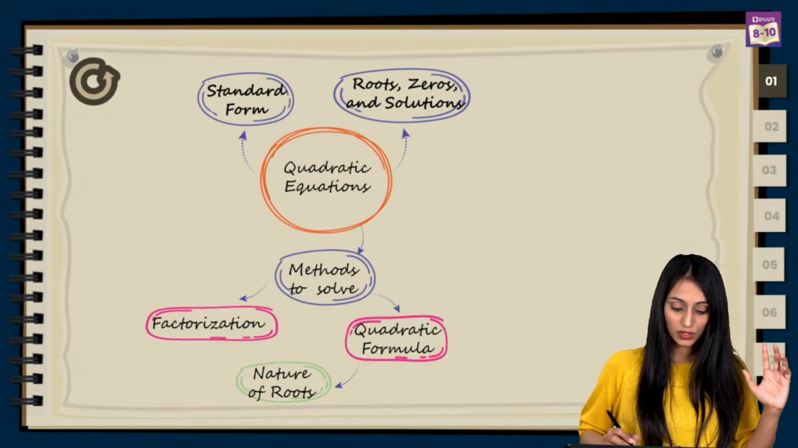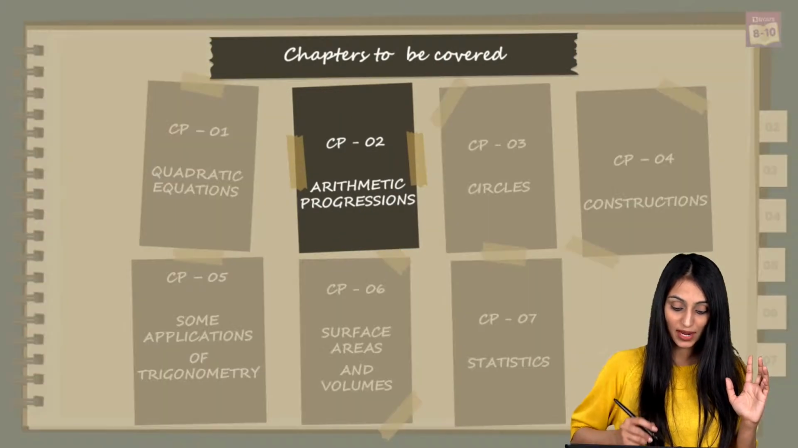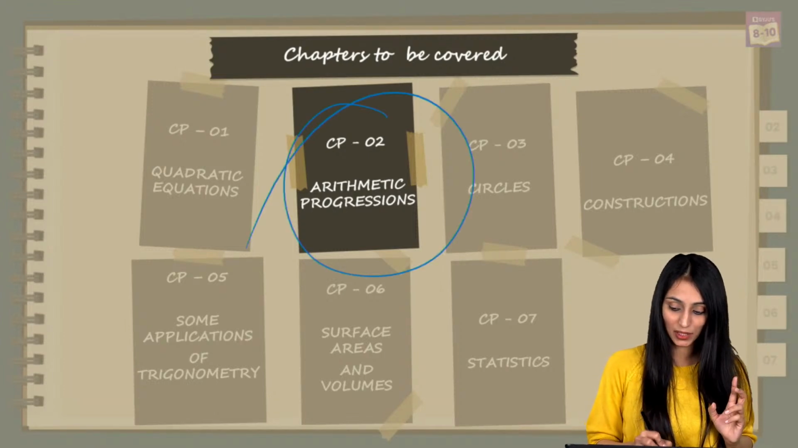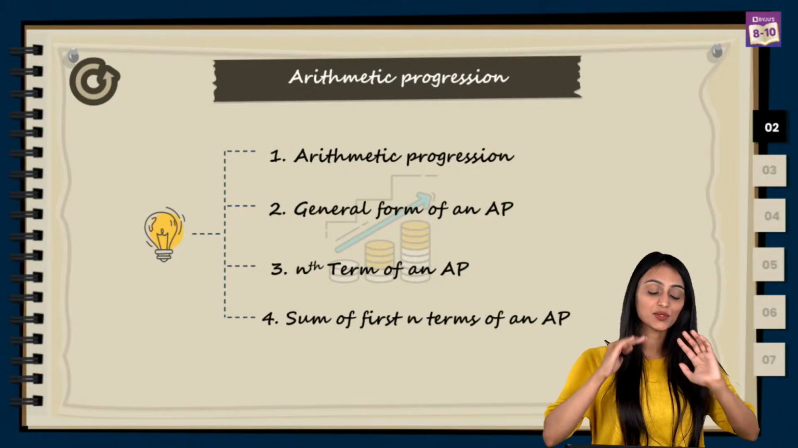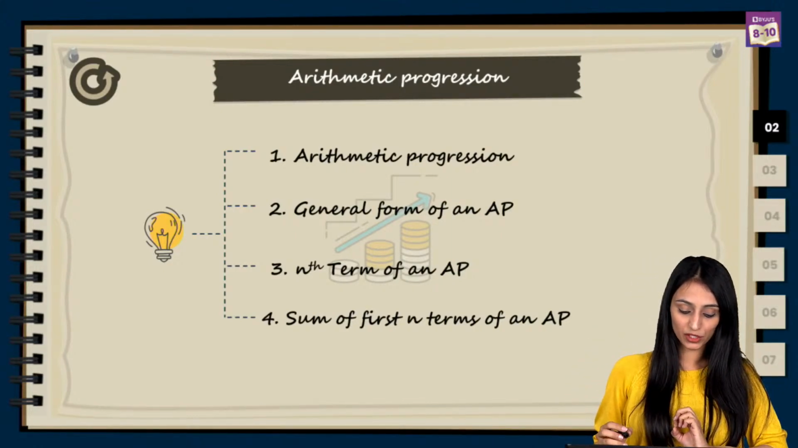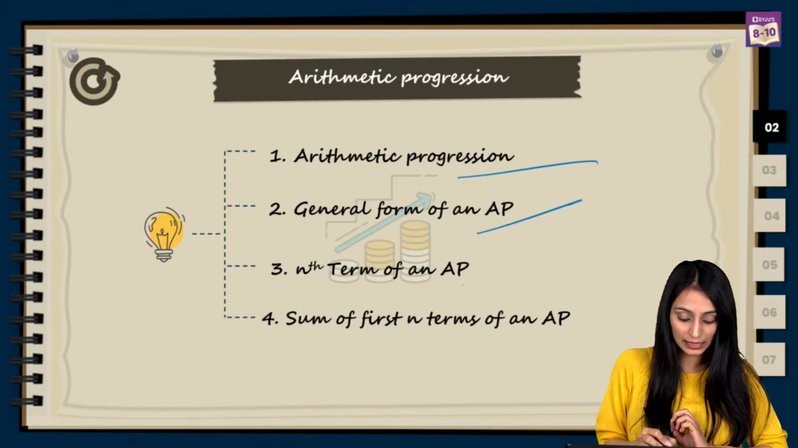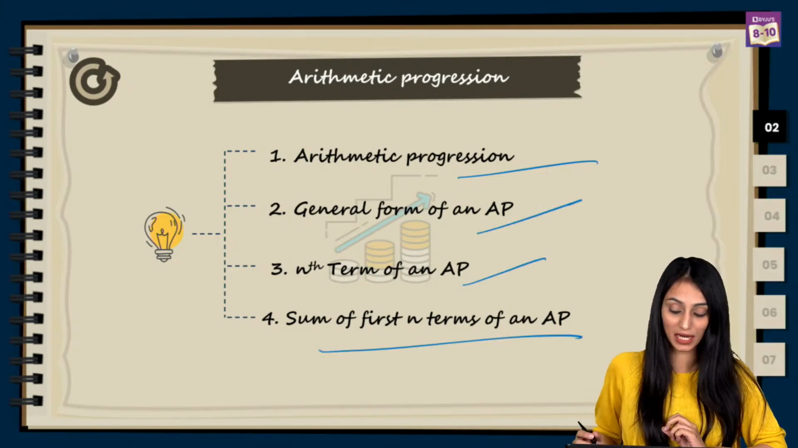All right. So this was about quadratic equations. Now let's move ahead. Let's take a look at the next chapter that we have. So now we'll discuss chapter 2, that's arithmetic progressions. These are the topics that we have in arithmetic progression. So we'll be discussing the general introduction, general form of AP, nth term of an AP, and sum of first n terms of an AP.